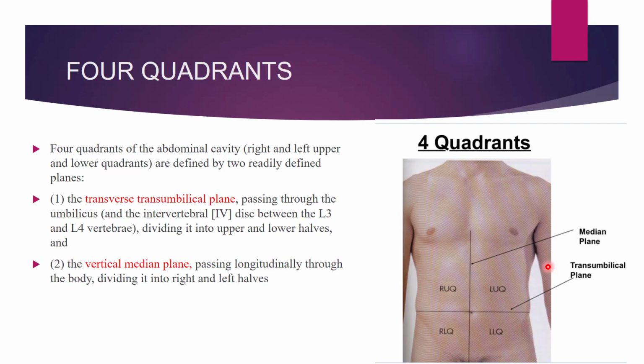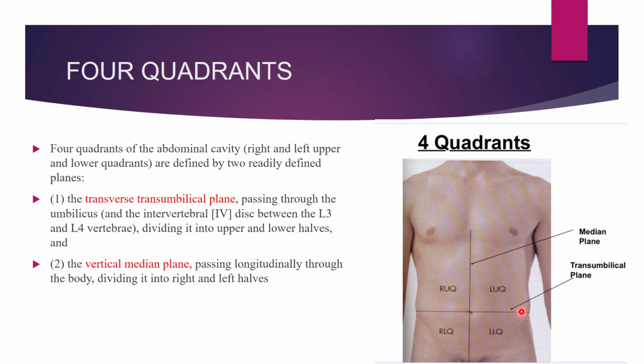We have discussed already that there are four quadrants. These quadrants are formed by two planes. One is the transverse transumbilical plane, and the other is the vertical median plane. The vertical median plane passes longitudinally through the body, dividing it into right half and left half, and the transverse transumbilical plane passes through the umbilicus, at the level of L3 and L4 vertebra, that is the intervertebral disc between L3 and L4 vertebra.